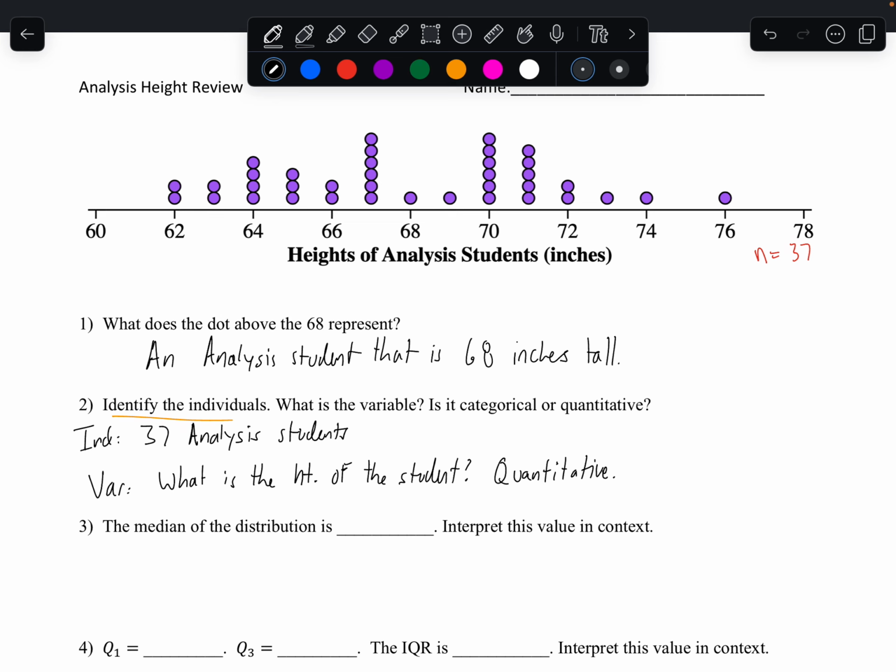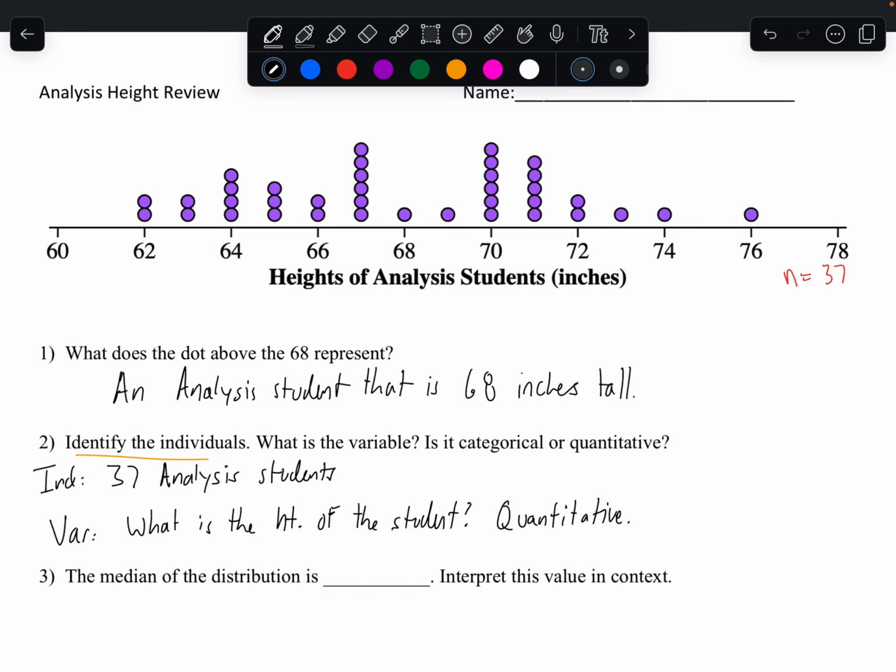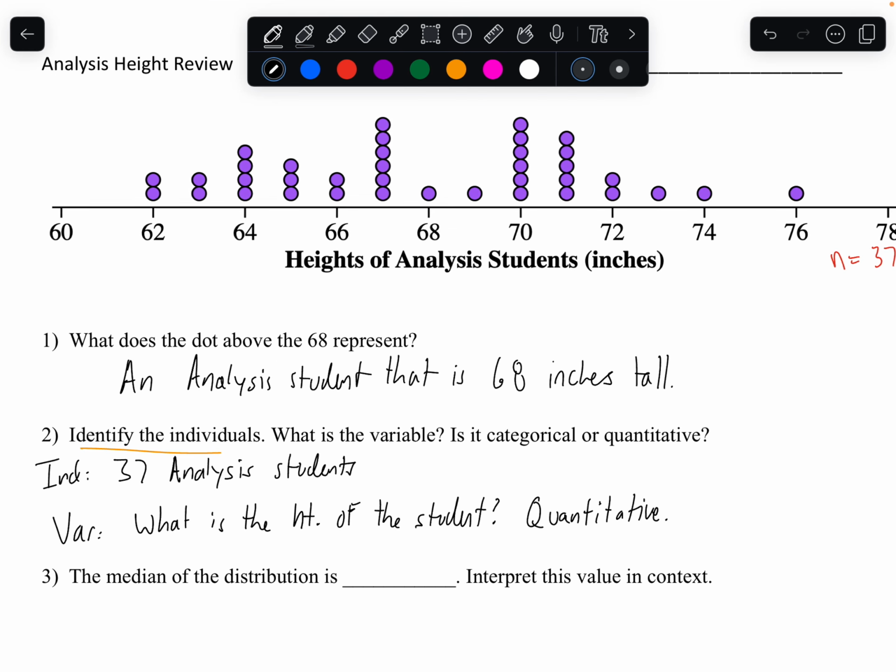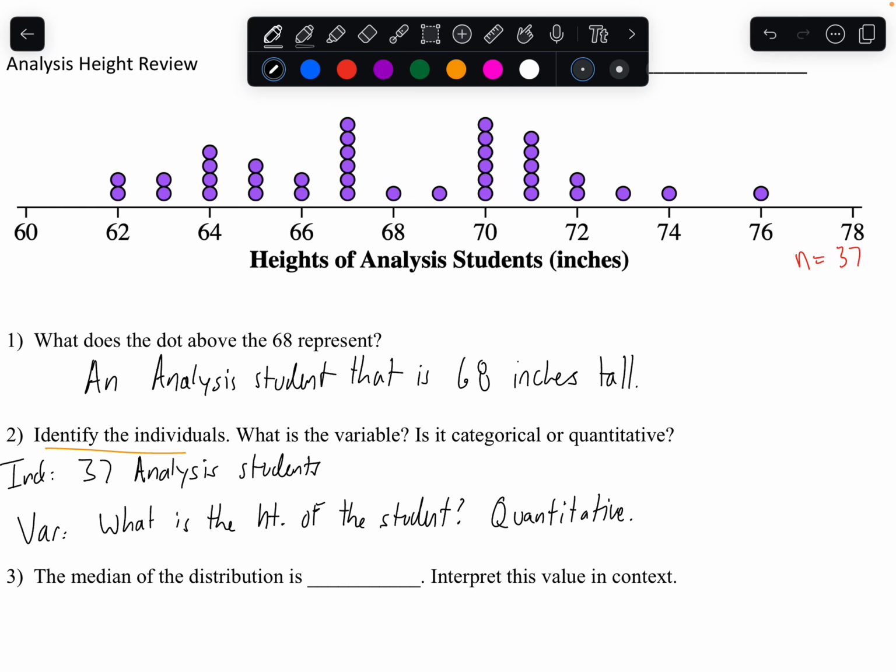Okay. So the median of the distribution here: we have 37 values. Half of 37 is 18.5, so I'm rounding up to 19. So I want to find the 19th dot here. 1, 2, 3, 4, 5, 6, 7, 8, 9, 10, 11, 12, 13, 14, 15, 16, 17, 18, 19. So there is the 19th dot, and that is at 67 inches.